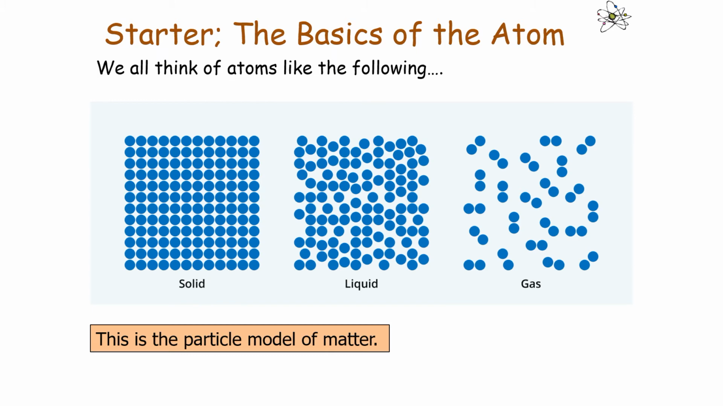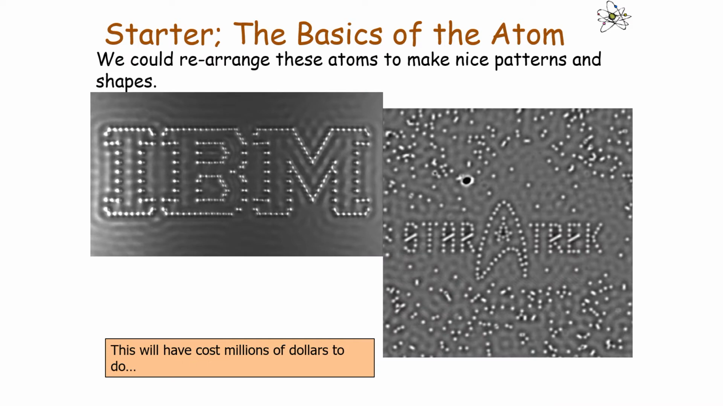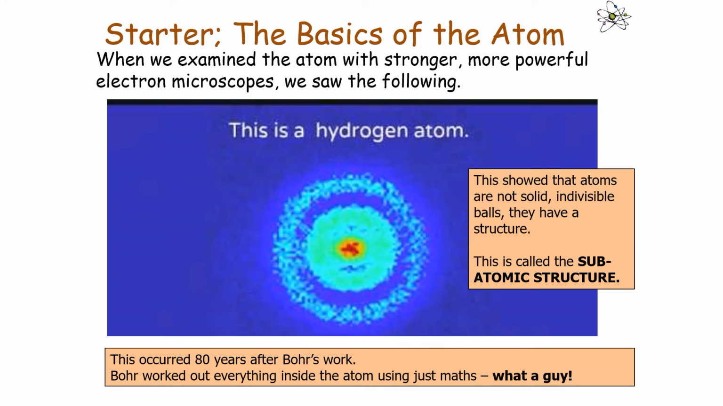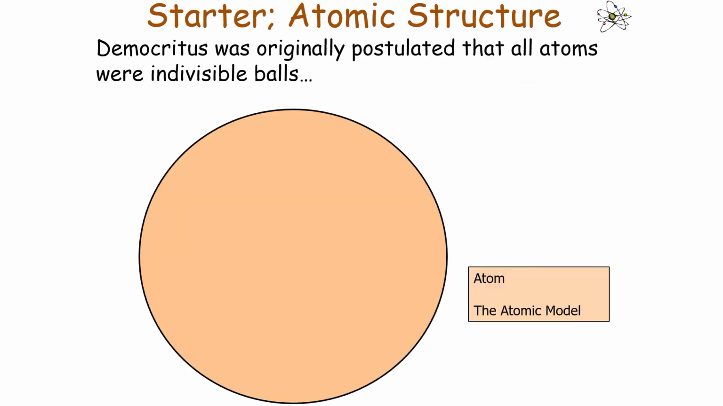Now we all think of atoms like the following: the particle model of matter. Now when we actually looked at them under electron microscopes, it actually looked very similar to this. So here's an actual picture of nickel atoms, and we can reshape these atoms to make nice patterns and shapes. But our perception of the atom changed to our modern understanding when a scientist called Niels Bohr examined the atom. Now this showed us that atoms are not solid indivisible balls, they have a structure, which we call the subatomic structure. But what is found in the subatomic structure of the atom?